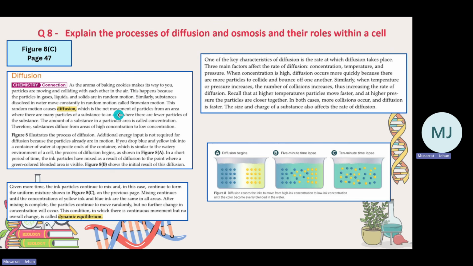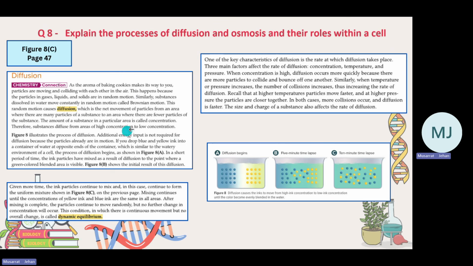Diffusion is what? It is the net movement of particles from an area where there are many particles of a substance, that is, high concentration, to an area where there are fewer particles, that is, low concentration of the substance. It's a net movement. They're moving in both ways, but more are moving in one direction, from high to low.